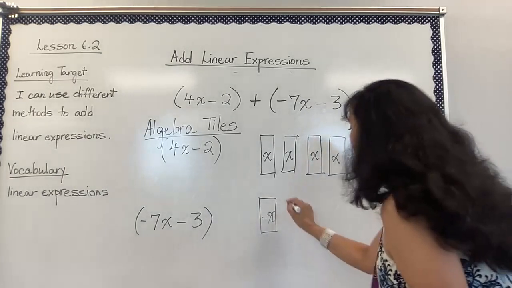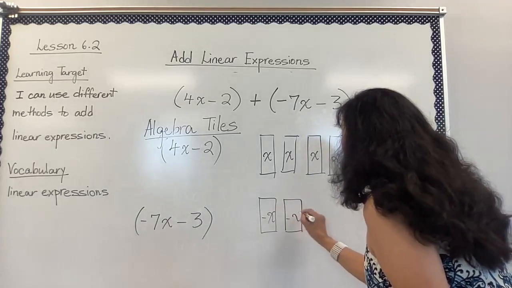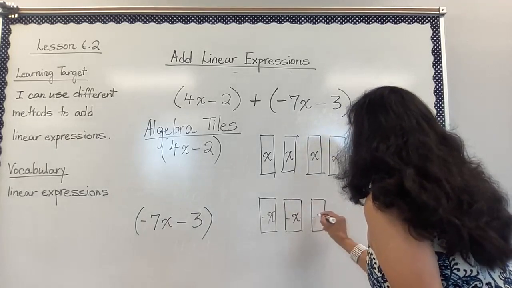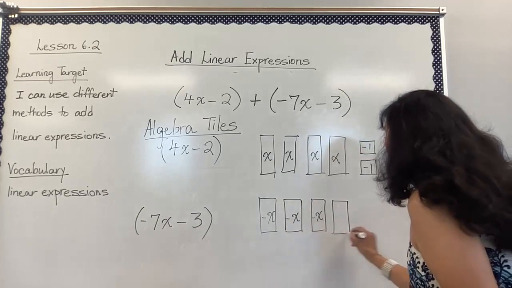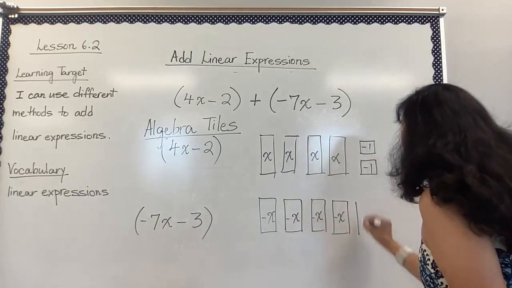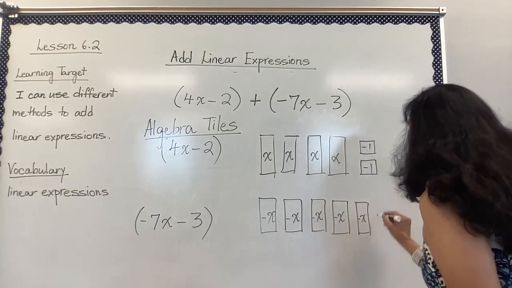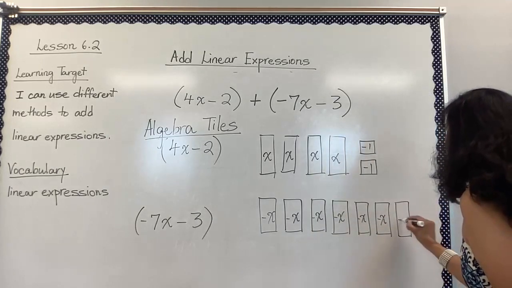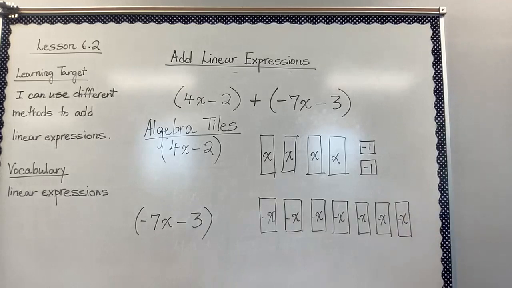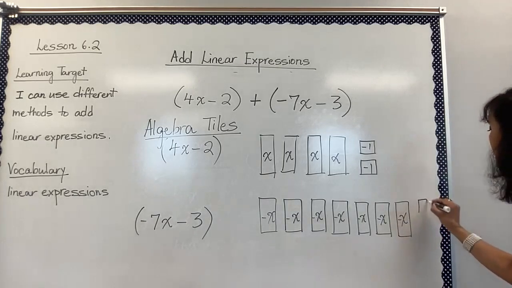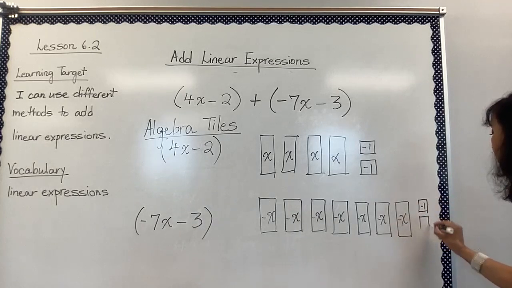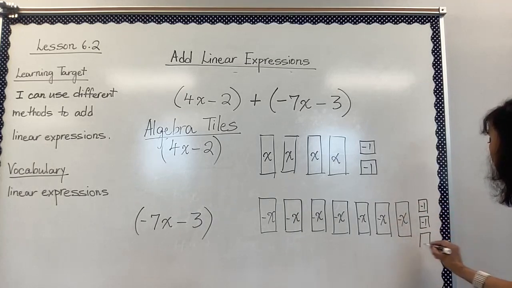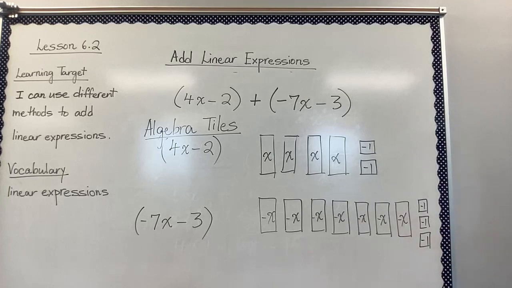So I'm going to put negative x, 1, 2, 3, 4, 5, 6. I have 7 negative x's, and I have minus 3. So minus 1, minus 2, minus 3.